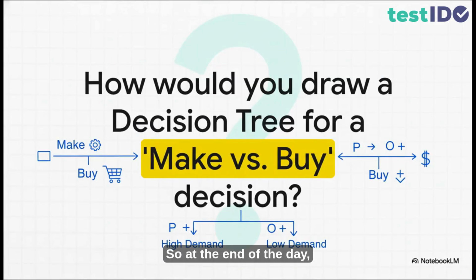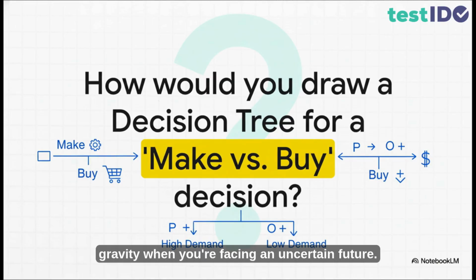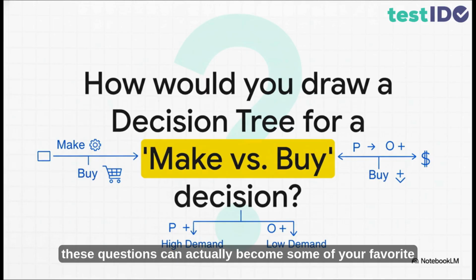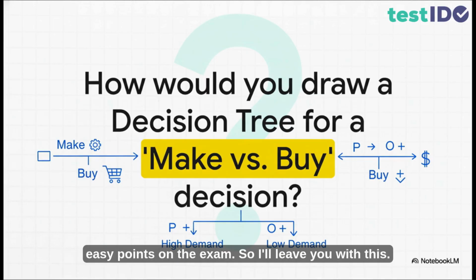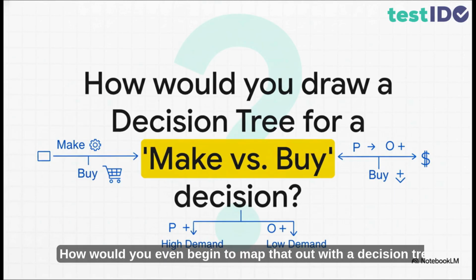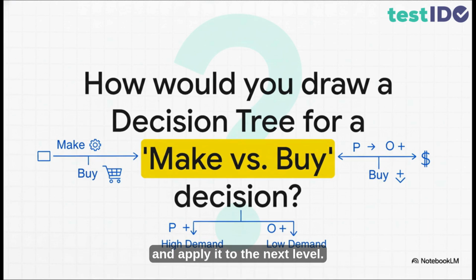So at the end of the day, expected value is all about finding the mathematical center of gravity when you're facing an uncertain future. Once you get that simple P times O logic down cold, these questions can actually become some of your favorite easy points on the exam. So I'll leave you with this. Think about another classic CMA dilemma, a make versus buy decision. How would you even begin to map that out with a decision tree? Thinking through that is the perfect way to take what you've learned today and apply it to the next level.